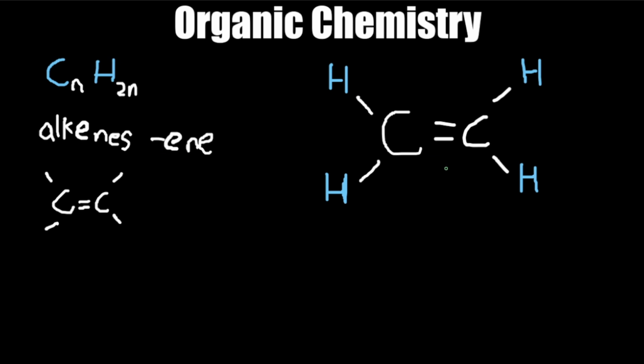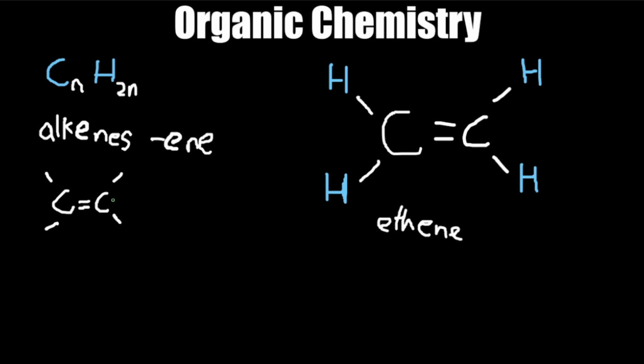So now let's try and name this compound over here. There are 2 carbon ions present, so therefore we know that it must start with eth. And we know that the ending for the alkene group is ene. So we know now that this organic compound is ethene.